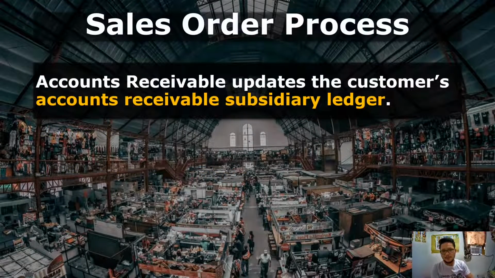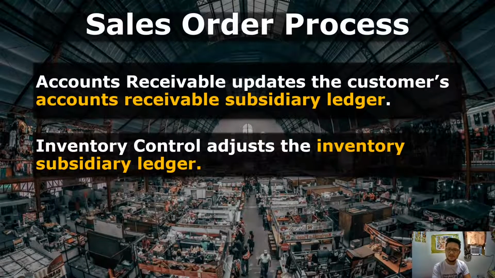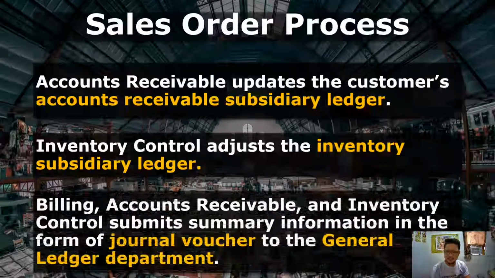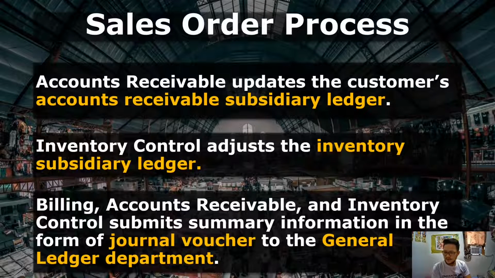So, accounts receivable updates the customer accounts receivable ledger, subsidiary ledger. Inventory controls adjust the inventory subsidiary ledger. And after everything, billing, accounts receivable, and inventory submit summary information in the form of journal vouchers to the general ledger department. So, sino? Si billing, si AR, si inventory: sales for billing, accounts receivable subsidiary ledger, customer receivables, and then inventory, they will have to submit journal vouchers.